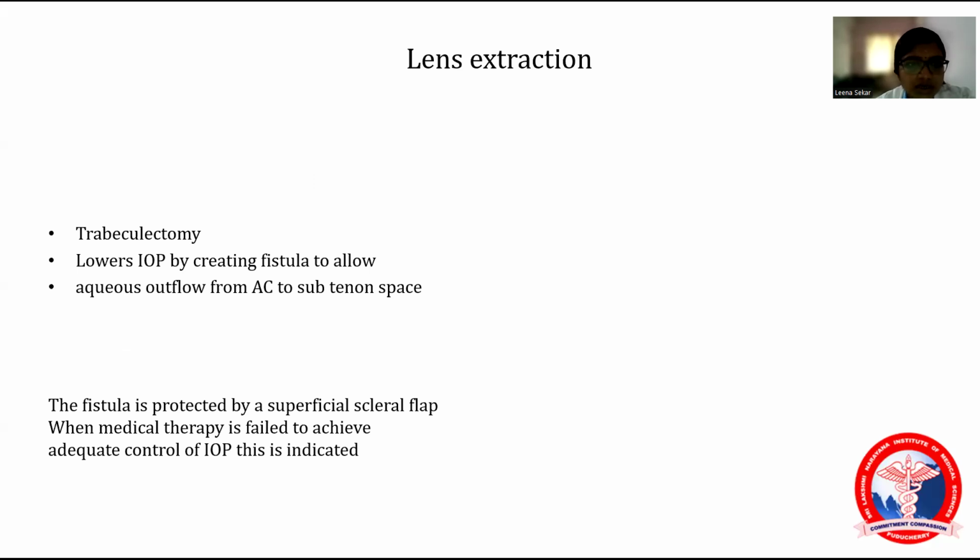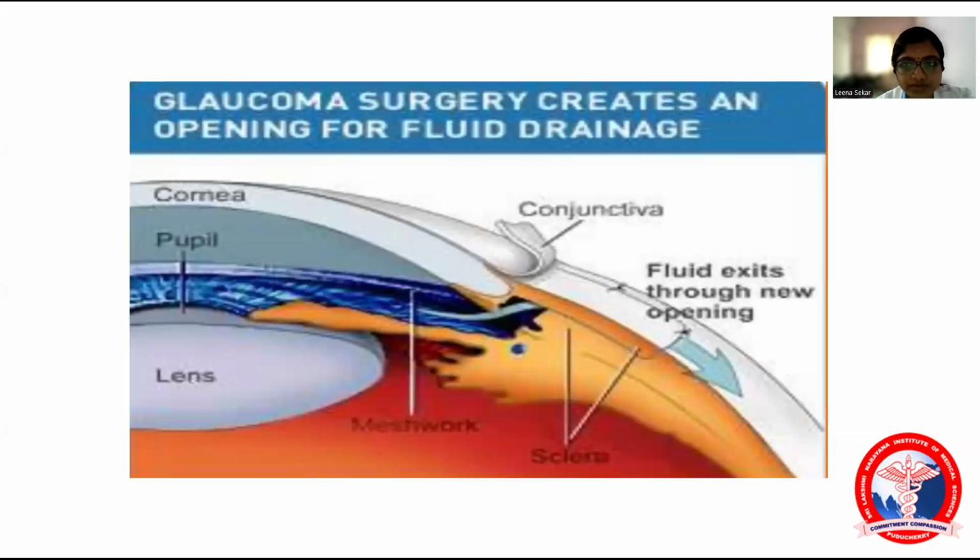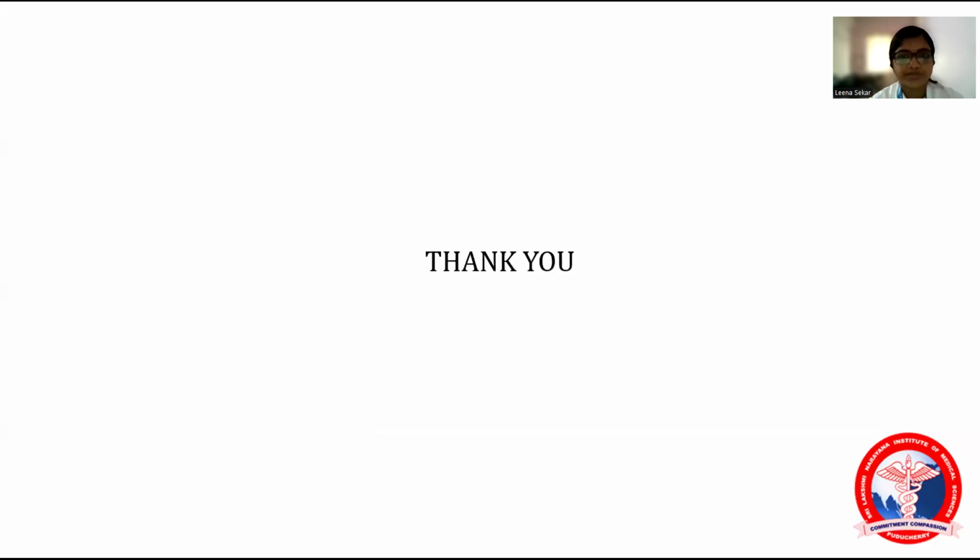Next comes the trabeculectomy. In trabeculectomy, we can lower the IOP by creating a fistula to allow aqueous outflow from the anterior chamber to the subtenon space. The fistula is protected by a superficial scleral flap. When medical therapies fail to achieve adequate control of IOP, we can go for surgery. This is how a flap is created and the fluid is made to exit through the opening. Thank you.